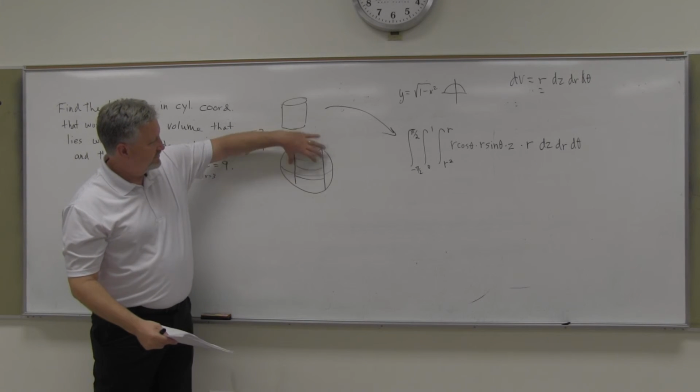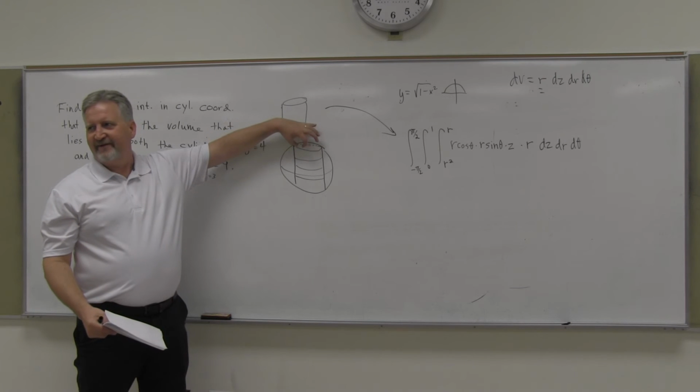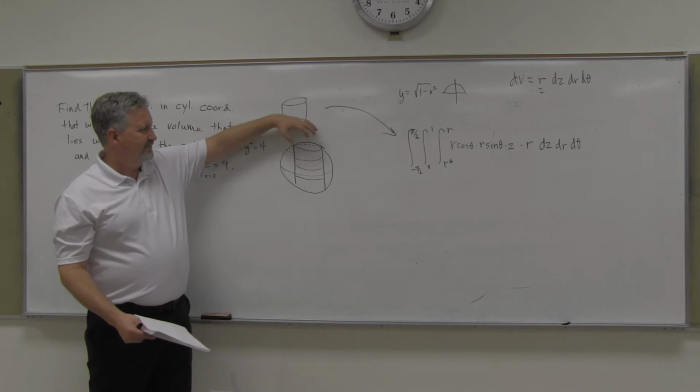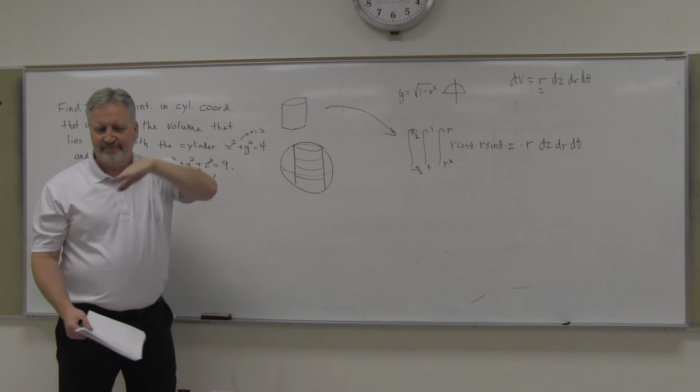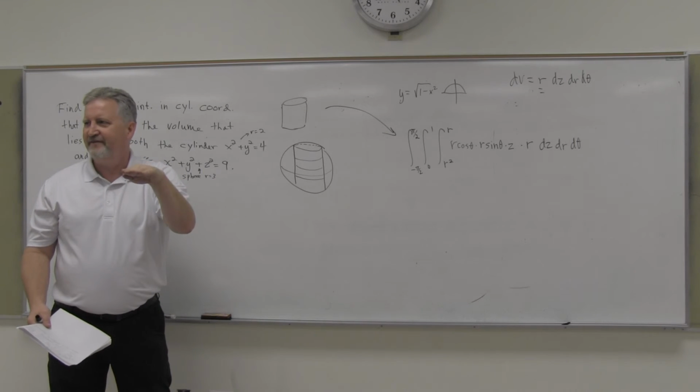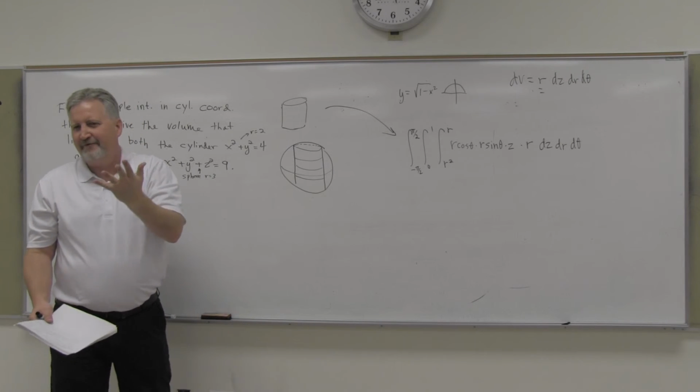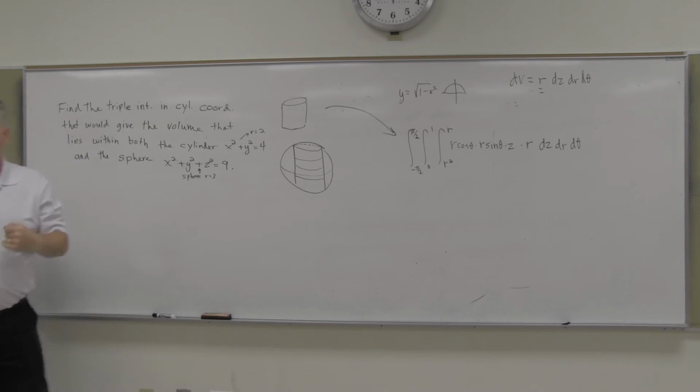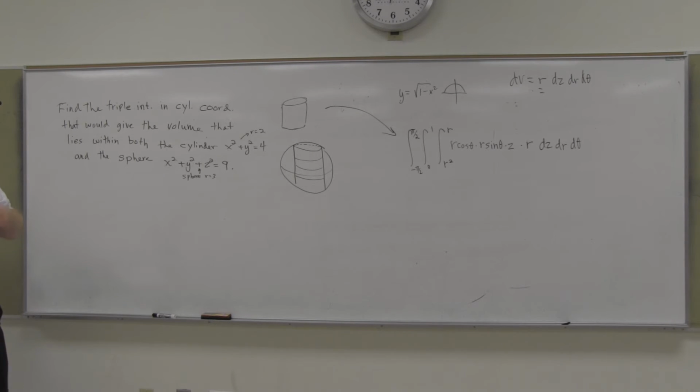So you've got a cylinder volume, but then you've also got this little bit of a sphere cut off at the top of it. You know what I'm saying? I don't know if you're getting the visual or not, but it's interesting. We can find this volume using the triple integral. All right.